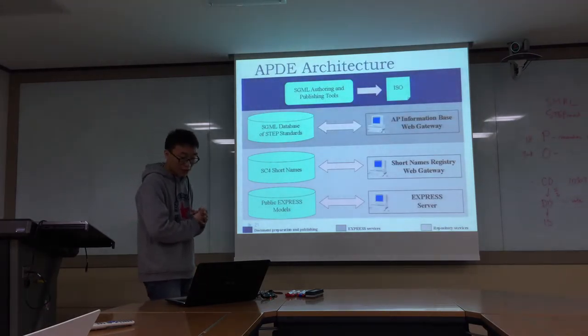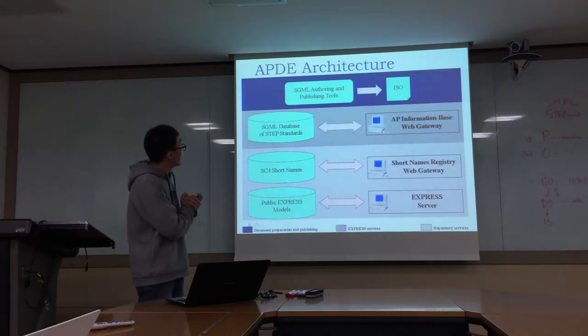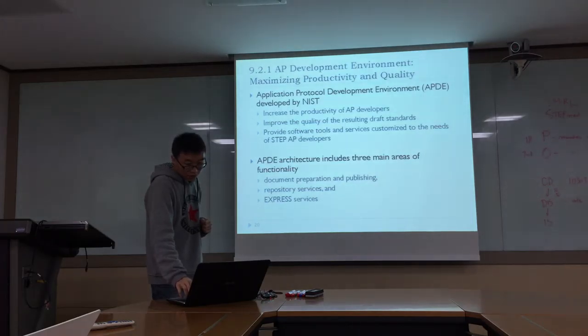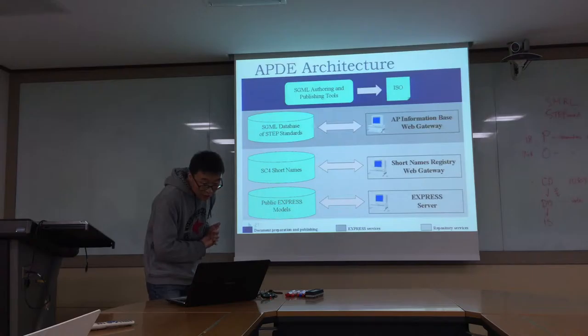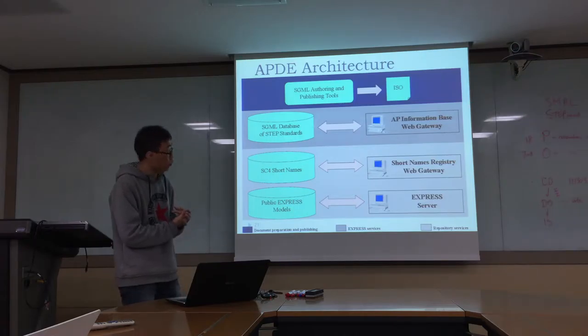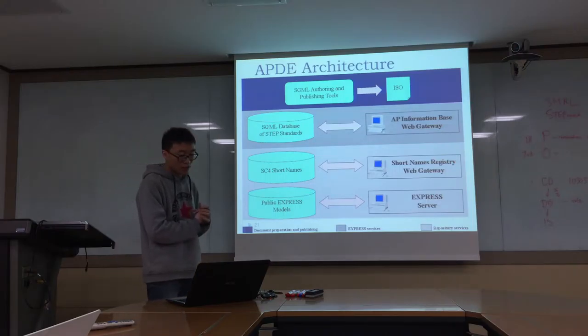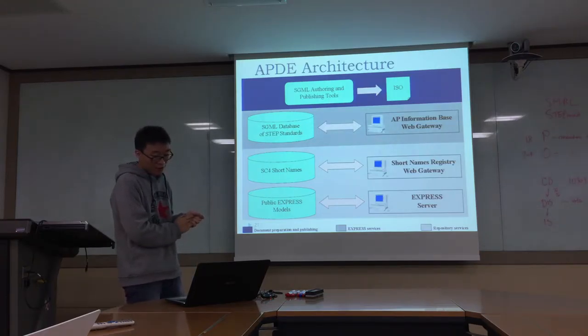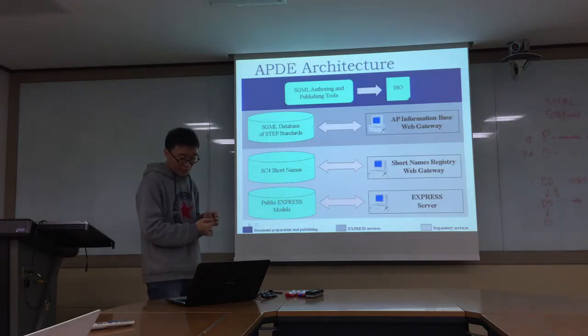This is the basic structure of the architecture of APDE. For the SGML part, the SGML authoring and publishing tools can produce ISO standards, and the SGML database of STEP standards can interact with the AP information base web gateway. Besides, SC4 short names can also interact with the short names registry web gateway. On the other hand, the public EXPRESS models can also interact with EXPRESS servers.